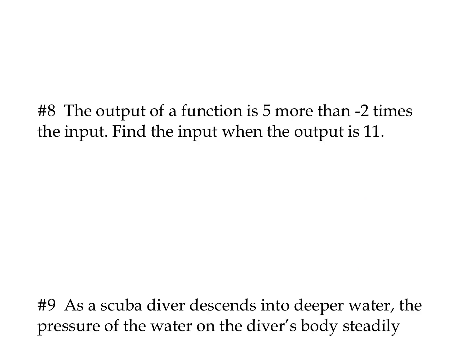Here's another one. Again, you should maybe try this one out on your own and then play the video and see how you do. The output of a function is 5 more than negative 2 times the input. So let's see what that would look like. The output, again I'll use y, is 5 more. So I'm adding 5 onto something. Negative 2 times the input.